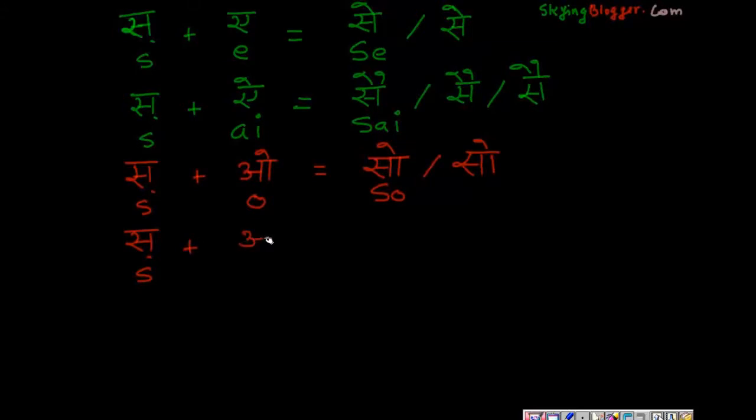Again, when sa mixes with the vowel au, it produces the sound so. Let me write once again. First make sa, then add a line and another, right? So it is written twice, but in the sound there is only one, so it is pronounced as so, okay.